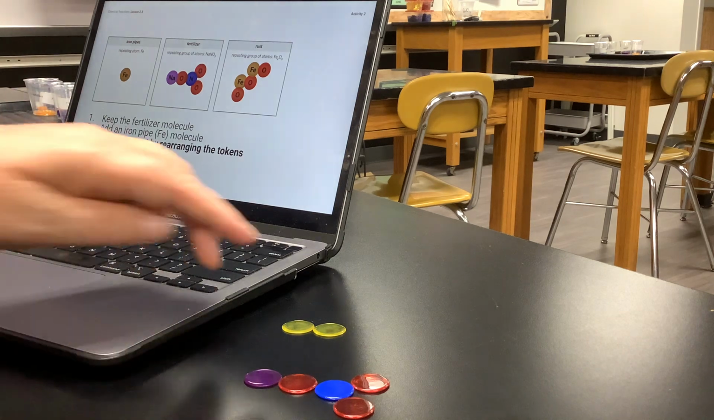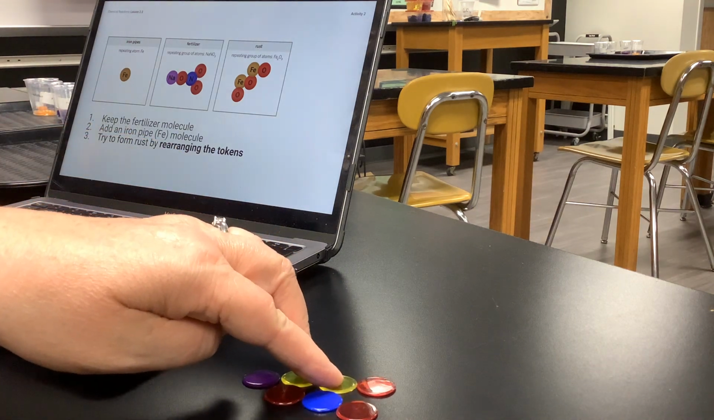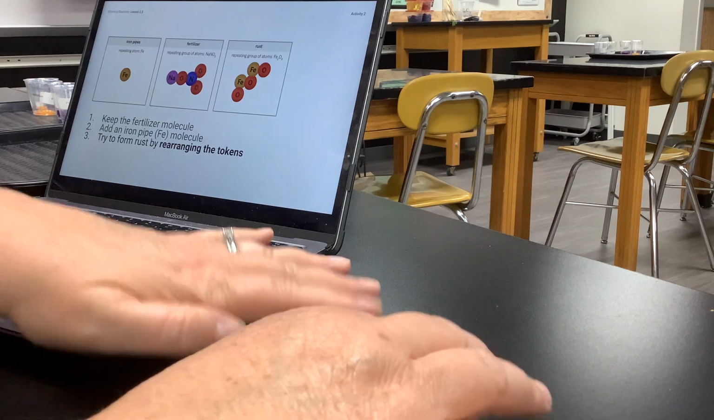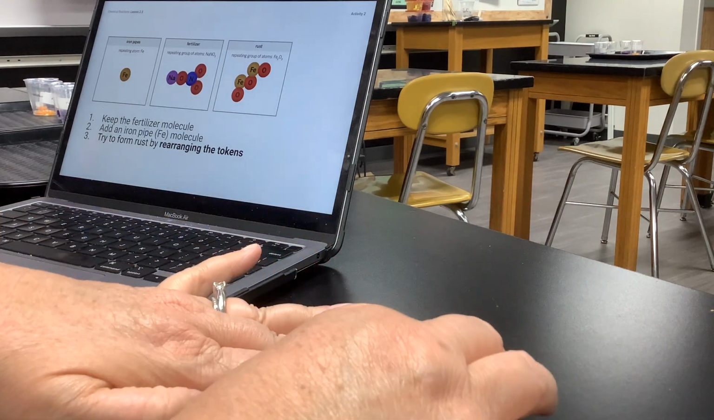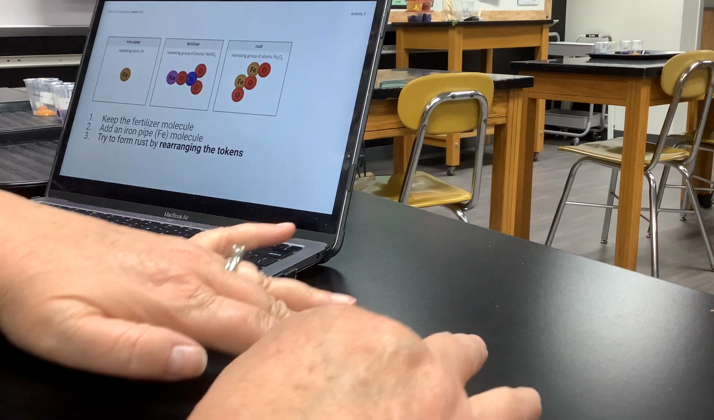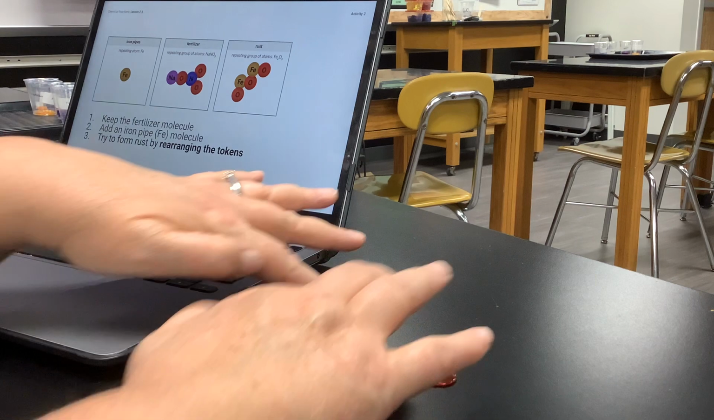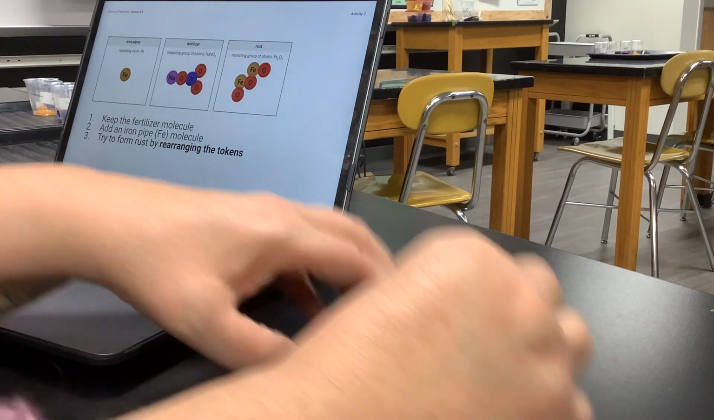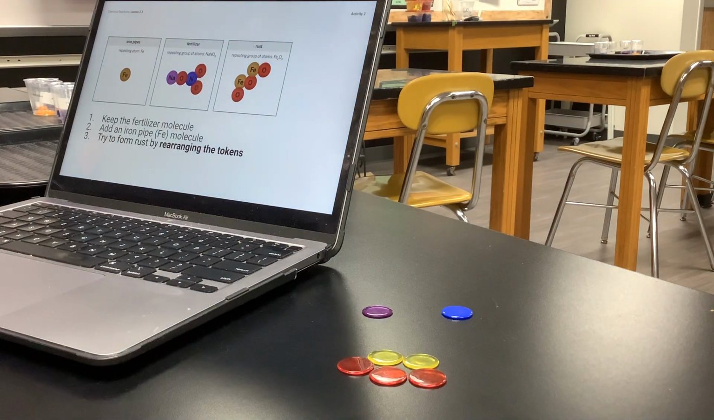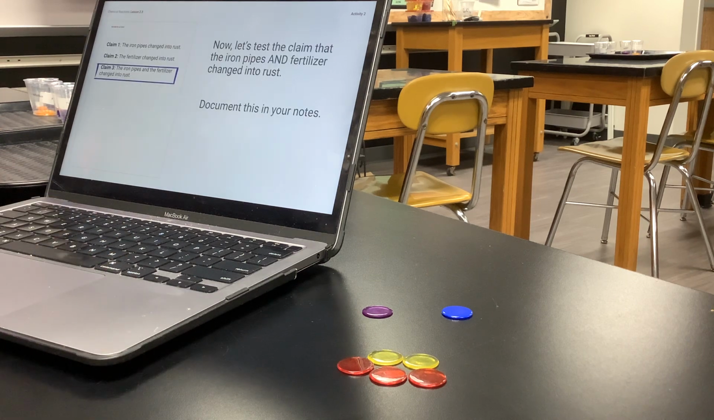All right, so I'm going to pretend this is in the sim. We're going to collide these. They're going to break apart. Boom, boom, boom. And I've got my 3 oxygen. Okay. And then I have my 2 iron. Yay. And then these guys are kind of floating around. And guess what I made? I was able to make a rust molecule. So let's test the claim number 3, that the iron pipes and fertilizer changed into rust.